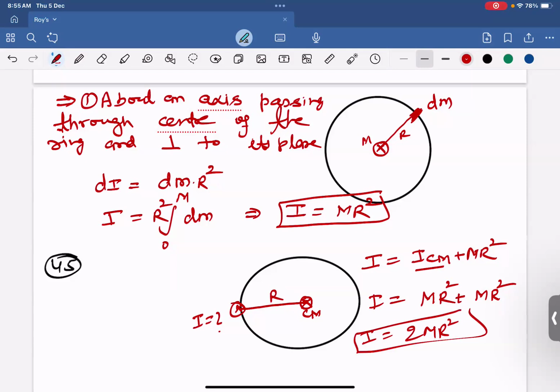Now this is the table that you can see. Every derivation cannot be done, but you have to remember many formulas for moment of inertia. A few important formulas I am writing that you should remember.